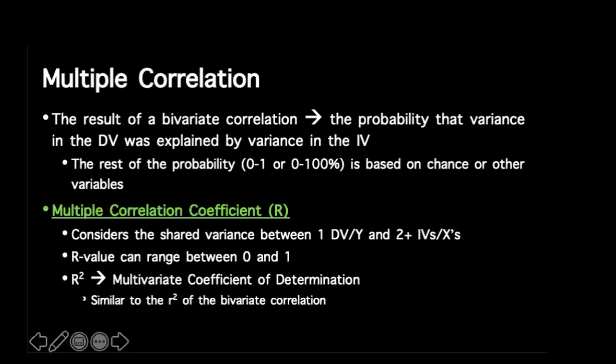Similar to our coefficient of determination for a bivariate correlation, R squared means exactly the same thing, right? How much shared variance do we have between an independent variable and a dependent variable? So that percentage concept crosses over. All of that is the same for a bivariate correlation, okay? Like I said, the only difference is more independent variables.